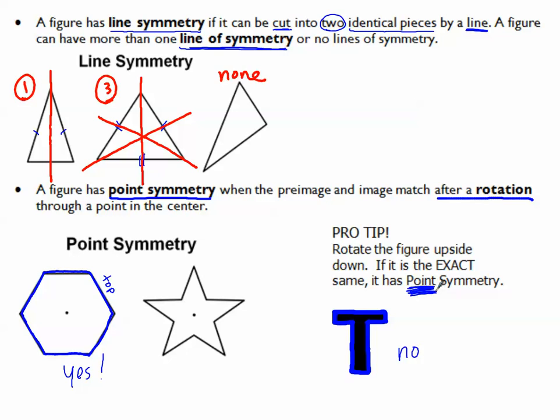It does have line symmetry because I can draw a line down the middle. This one, line symmetry, yes. Point symmetry, no. How about the star?